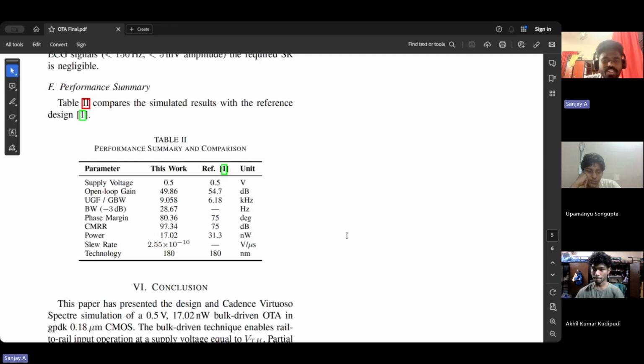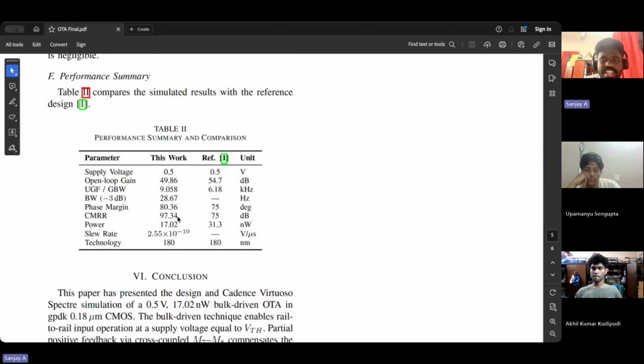3 dB bandwidth is approximately 28.67 Hz. The dominant pole is set by Fp equal to gm effective divided by 2 pi times the load capacitance. At 50 nanoampere bias and 15 picofarad load, this comes out to be 29 Hz, perfectly positioned to cover the ECG band of 0.05 to 150 Hz. This is not a coincidence. The bias current and load capacitor were chosen together to place this pole appropriately.